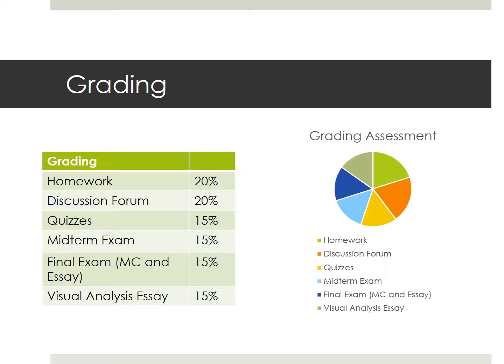So grading. So the grading breakdown is that homework is worth 20%. There's a discussion forum also worth 20%. So these are the bulk of your weekly assignments, and I've weighted them to be a greater total than some of the other multiple pieces of the course. The quizzes are a little bit lower stakes. They are a little more challenging, so they're only worth 15. Your exams are each worth 15%. And finally, that visual analysis essay is a total of 15. You can refer to the syllabus for a greater breakdown of what all of those entail.